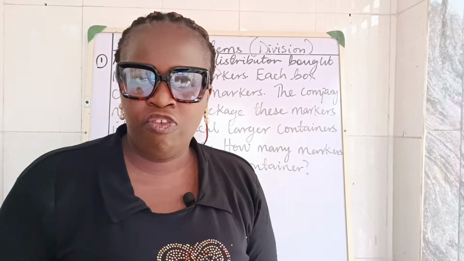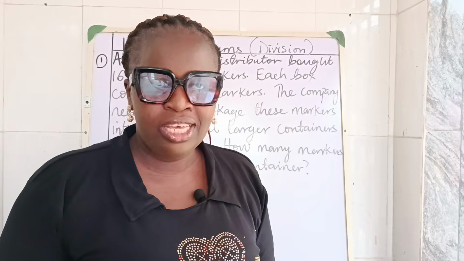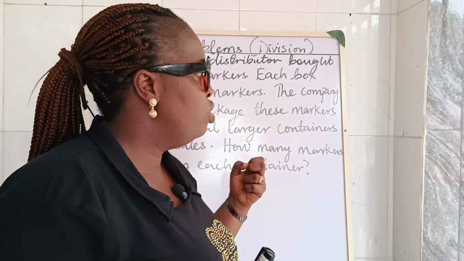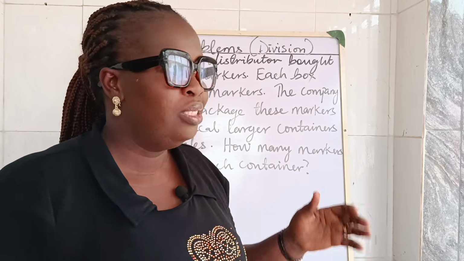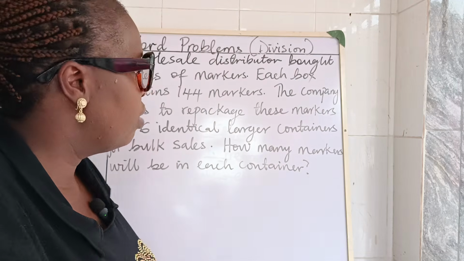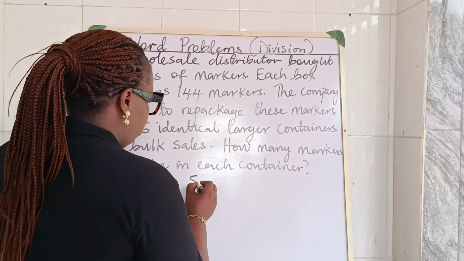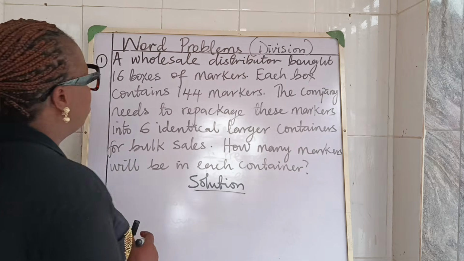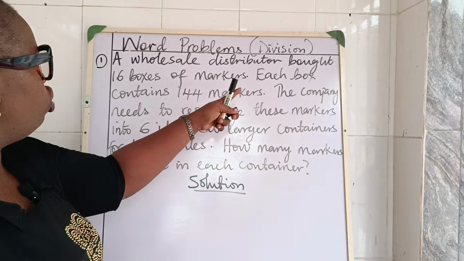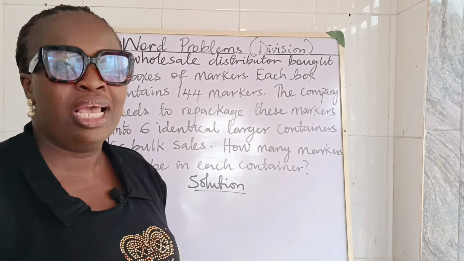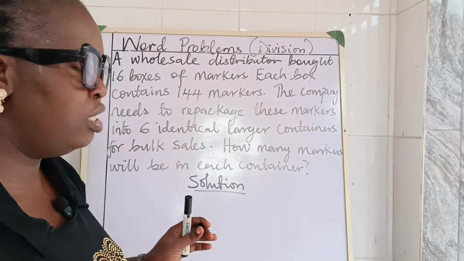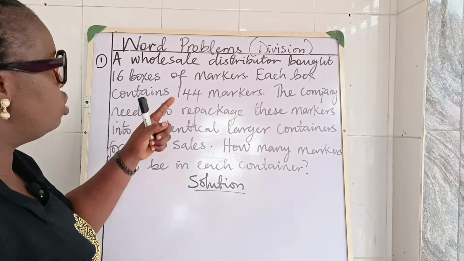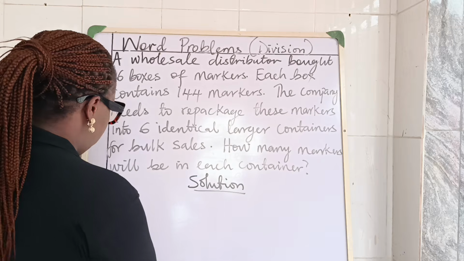Now, before you solve, remember that you have to read it very well to assimilate what the question is talking about, to know how to solve it step by step, right? Now, let's look at it again. Solution. A wholesale distributor bought 16 boxes of markers. How many boxes? 16 boxes. So here we are going to have boxes of markers equals to 16.